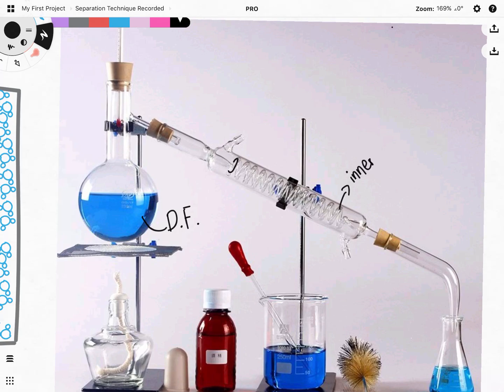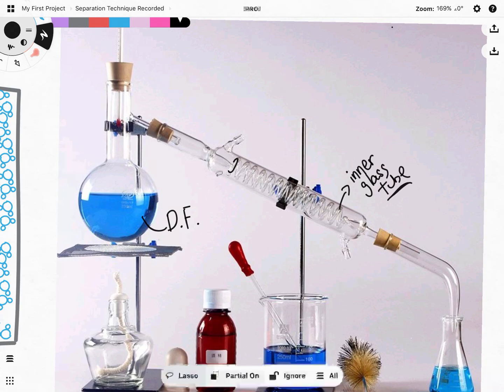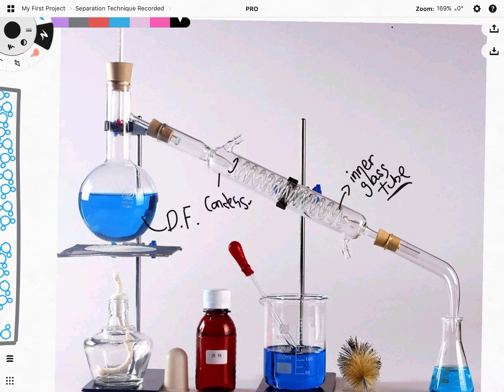Okay, this is the inner glass tube. There's no real name for it. I'm just calling it the inner glass tube. And then you see on the outside, there is a bigger glass tube, right? This is the condenser. Again, cold water. I need to connect this to a pipe. Right, cold water can go in.